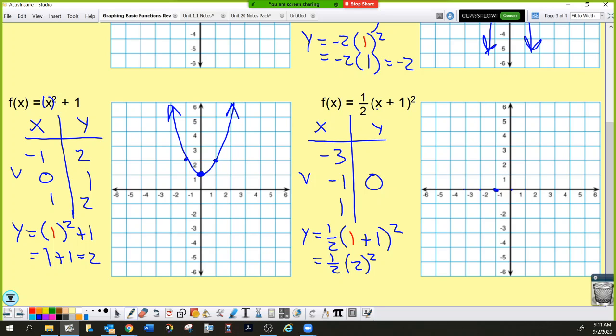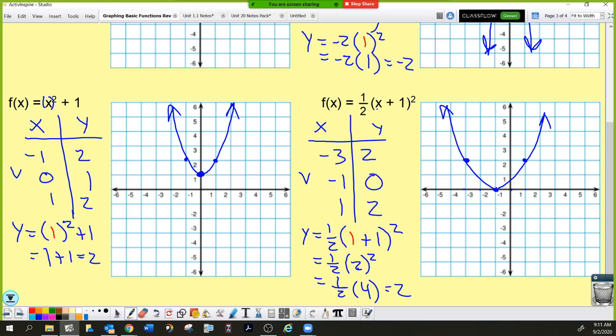The order of operations after parentheses says E, exponents. You can now handle the exponent. 2 squared means 2 times itself. 2 times 2 is 4. So I now have 1/2 of 4. And then you just multiply. Half of 4 is 2. So that means this y value is a 2, and so is this one. Plot them. 1, 2, and -3, 2. Connect your dots with a U shape.